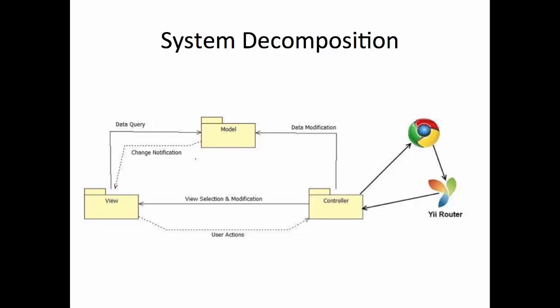For the architecture of our system, we're using the Yii framework. It's an MVC framework, model view controller. The model represents the data and does nothing else. The model does not depend on the controller or the view. The view displays the model data and sends user actions, for example button clicks, to the controller. Finally, the controller provides model data to the view and interprets users' actions such as button clicks. The controller depends on the view and the model.